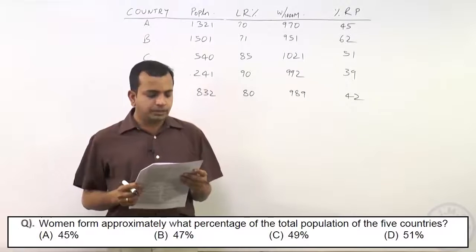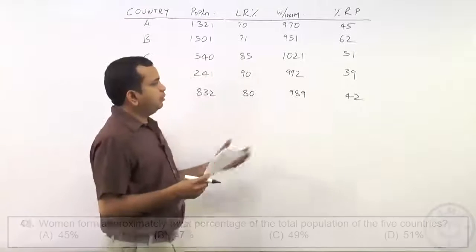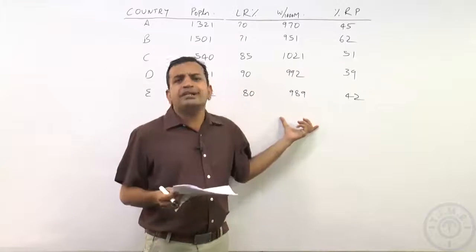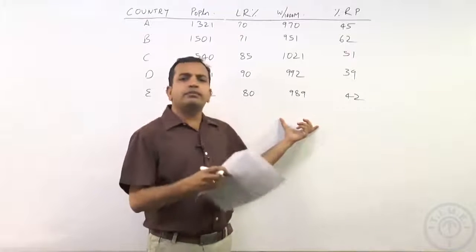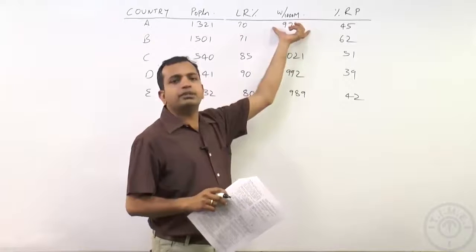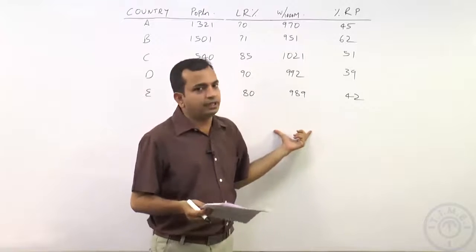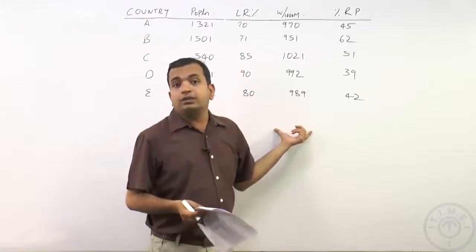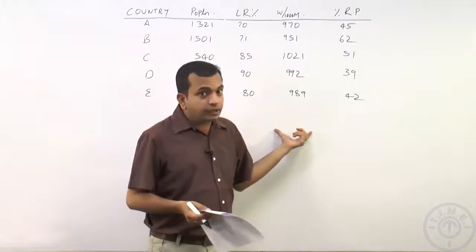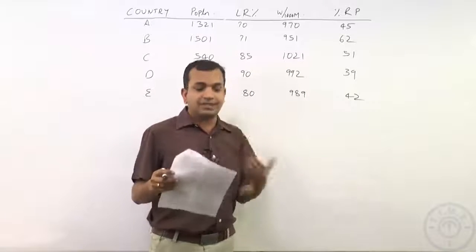Women form approximately what percent of the total population of the 5 countries? Now, the answer for this question would have been a straight 50 had the number of women and men been equal in all the countries. Had the number of women per 1000 men been 1000 across, then the answer would have been a straight 50. But then it is not equal, therefore, it is not 50, which means the percentage of women has to be less than the percentage of men.